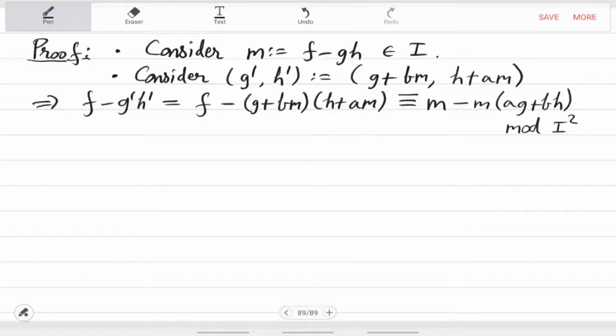Right? And what is 1 minus ag minus bh? That is again an element in I. M is also in I. So this is actually 0 in I square. So that is it. That's the check.